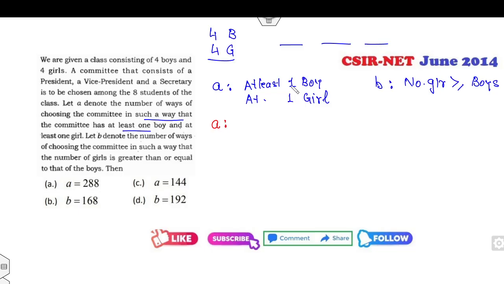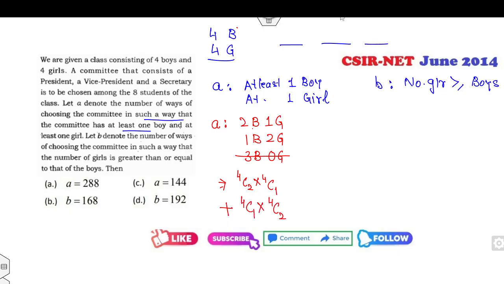Can you find the possible cases? At least one boy, I need 3 possible cases. At least one, there are 2 cases: 2 boys 1 girl, 1 boy 2 girls. 3 boys and 0 girls is not possible because I need at least one girl. So then what is A? Can you find this? How many boys are there? 4 boys, choose 1 girl, plus the second pair, 4C1 and 4C2. Can you solve them? 4C3 and 4C2 give 12 into 6, plus 4C4 into 6, so 24 plus 24 is 48.